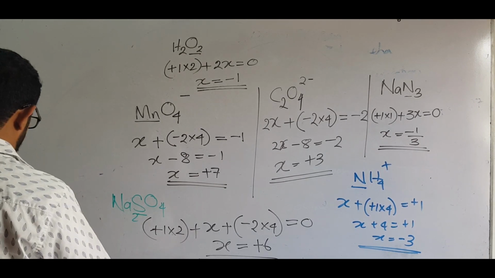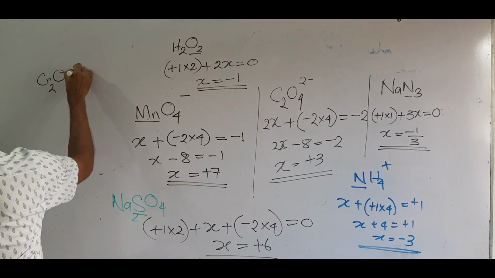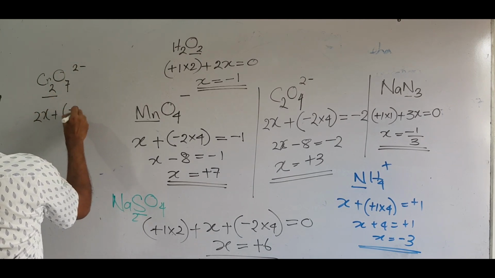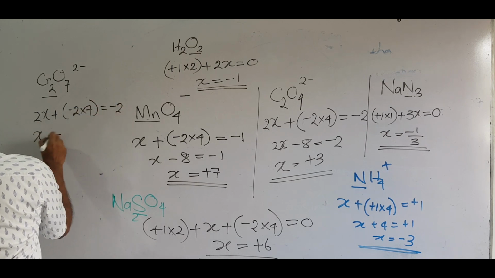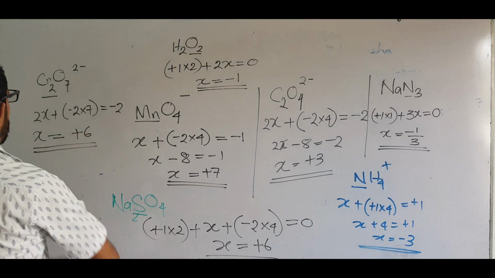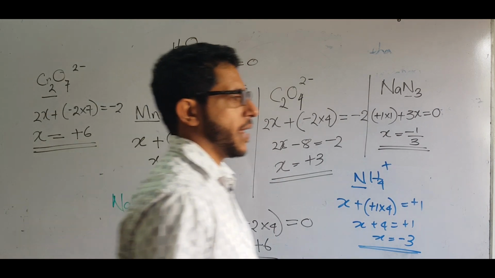One last thing I will do, another common one we get is Cr2O7 2-, the dichromate ion, chromium. So, 2x plus -2 into 7 equals -2, x equals +6. The oxidation state of chromium is +6. So, likewise we can find the oxidation state.